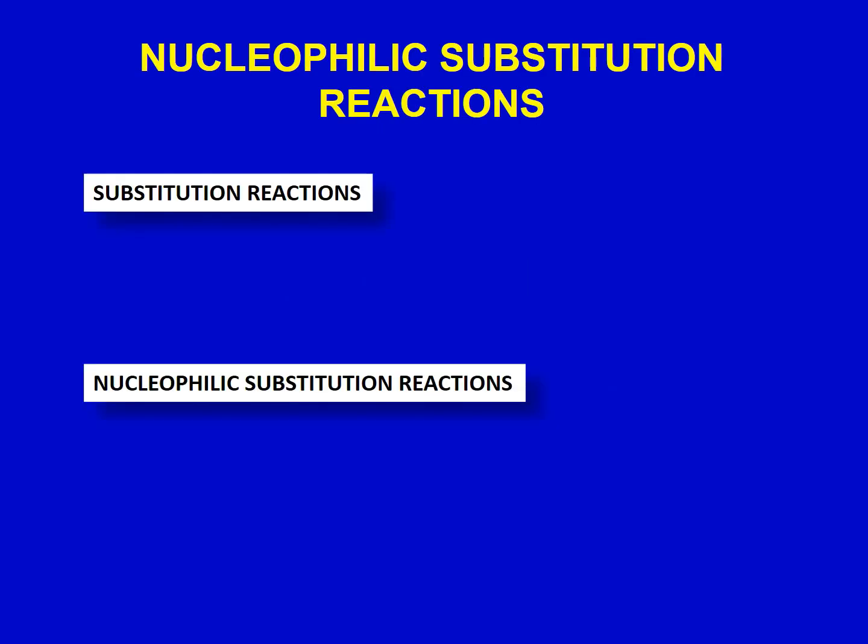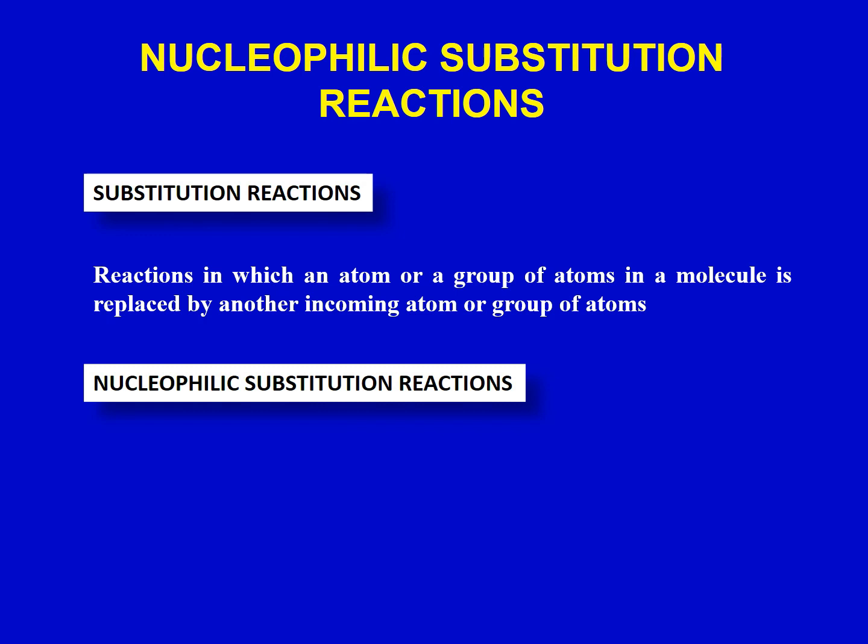First, we need to understand what substitution reactions mean. Reactions in which an atom or group of atoms in a molecule is replaced by another incoming atom or group of atoms are known as substitution reactions. It means that in a substitution reaction, a group of atoms or an atom already present in a molecule is replaced by another atom or group of atoms that is coming from outside.